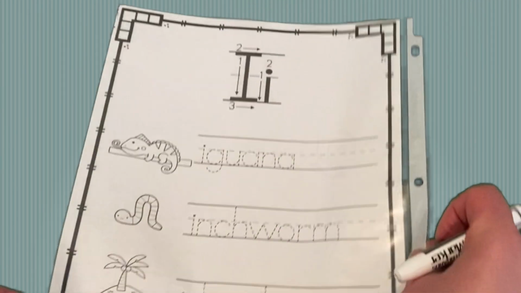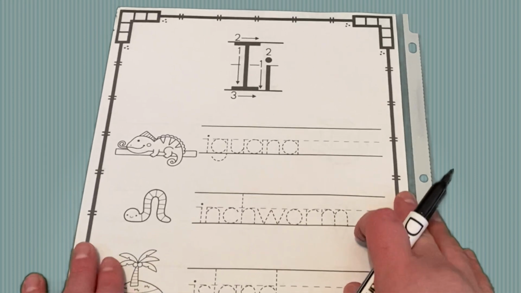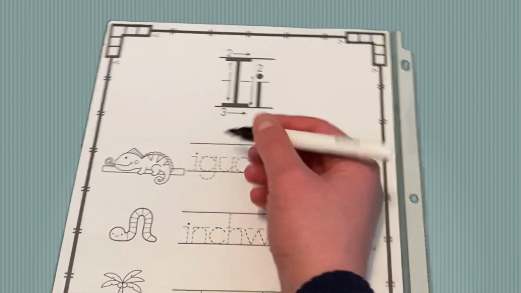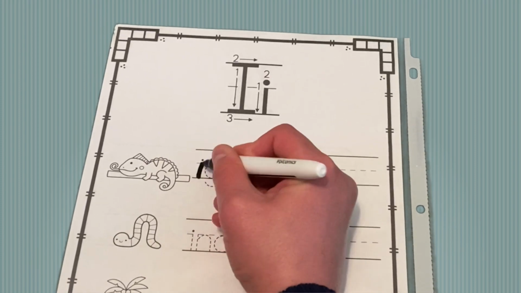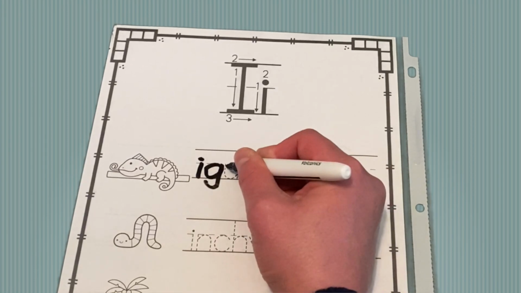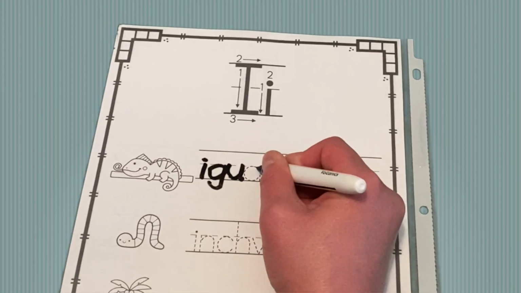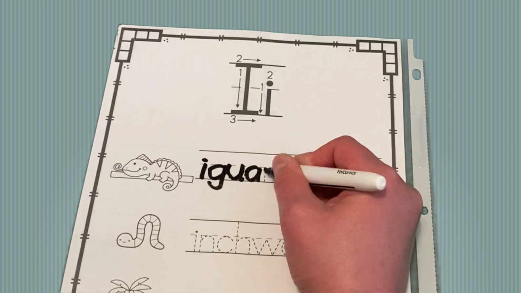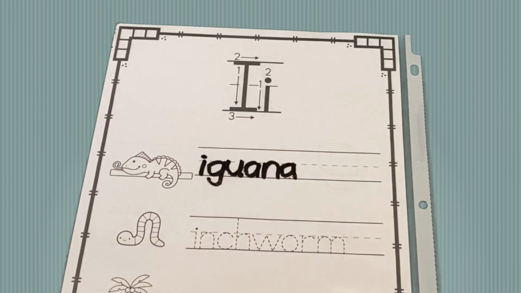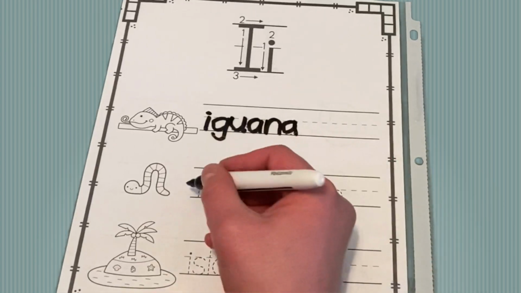Now let's write some words that start with I. We're going to write iguana, inchworm, and island. So we're going to write the I, G, U, A, N, A, iguana.